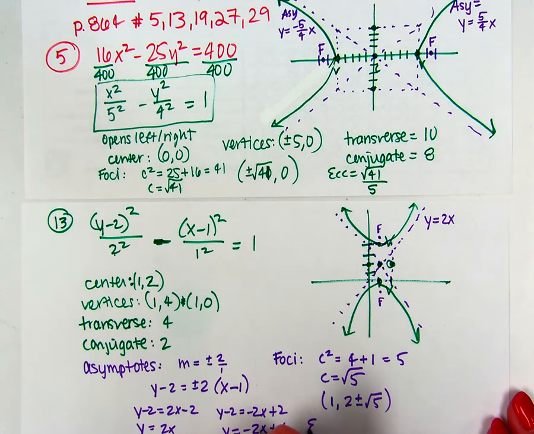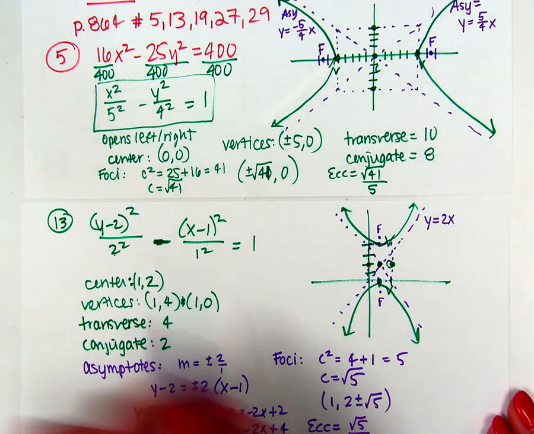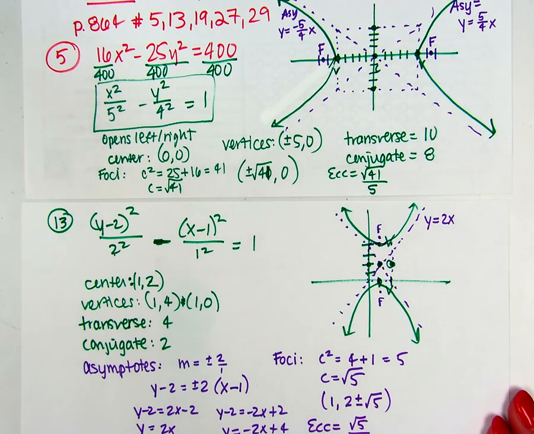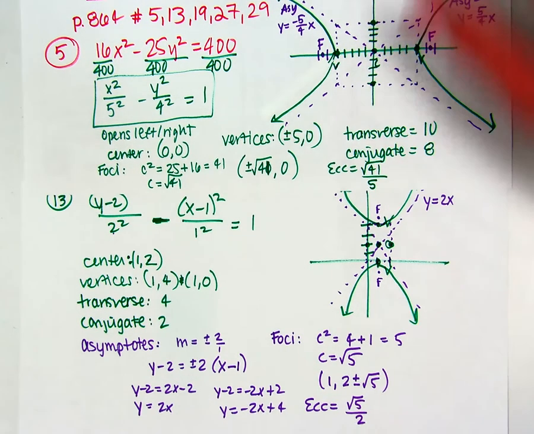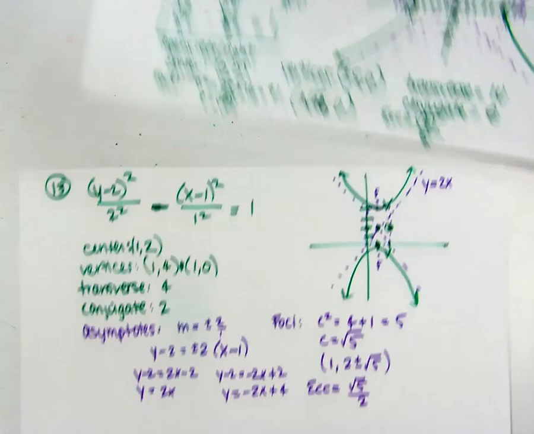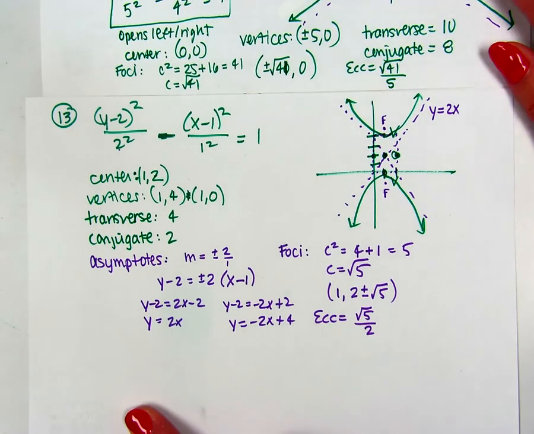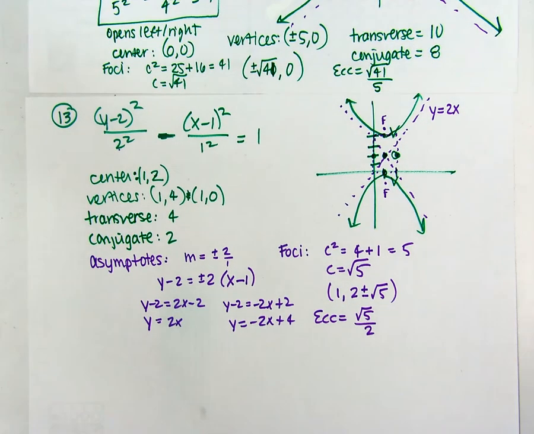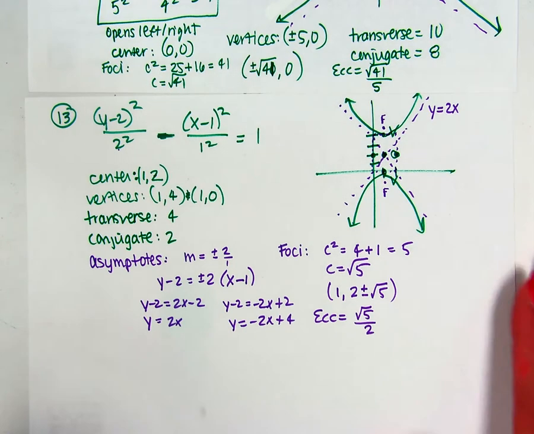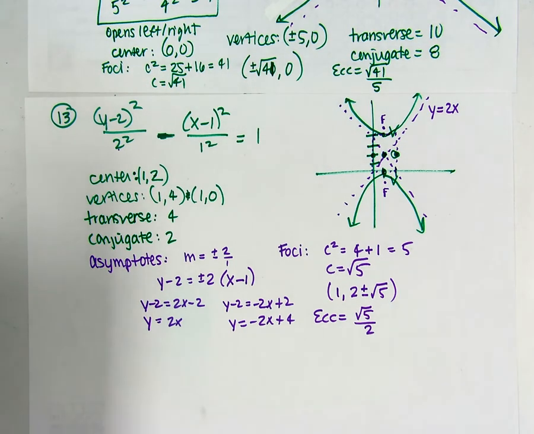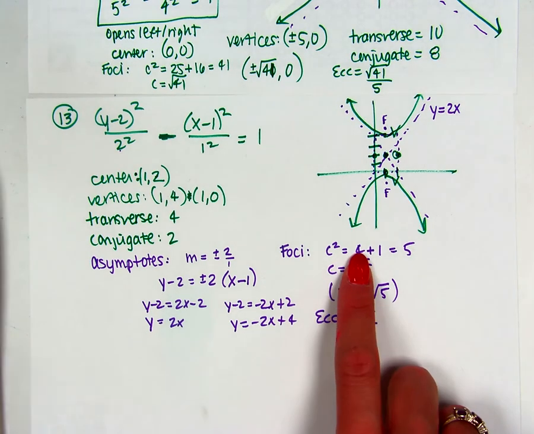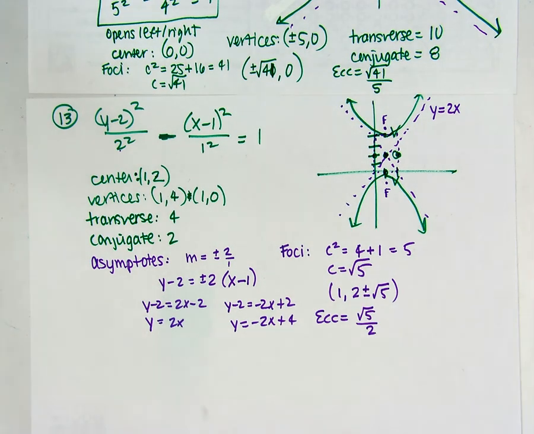And then my eccentricity, that's just c over a, so c was root 5, a is 2. Then I think I have everything indicated. Okay. Hopefully graphing, I know it looks like there's a lot of stuff on the picture, but it's not too much different than graphing ellipses. Really the big difference is the c squared formula and then the fact that you have asymptotes. You have to do something with that.